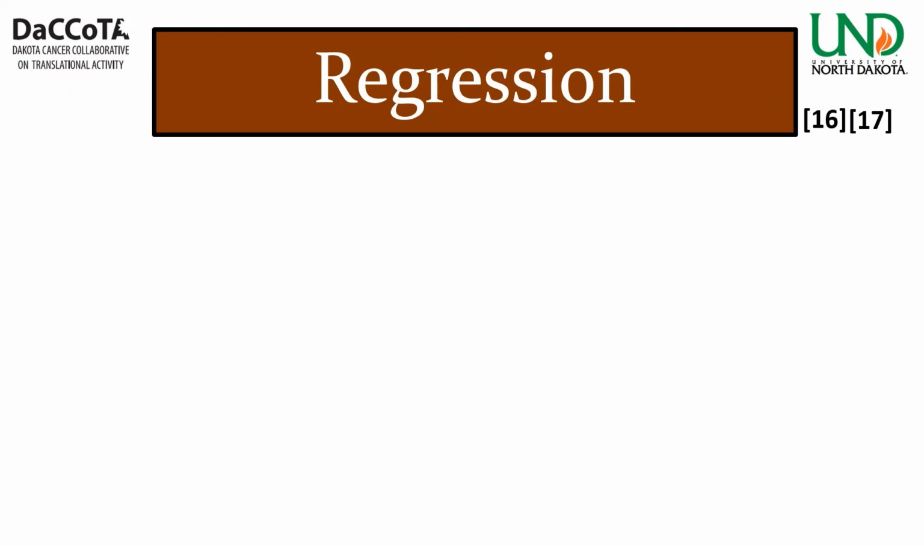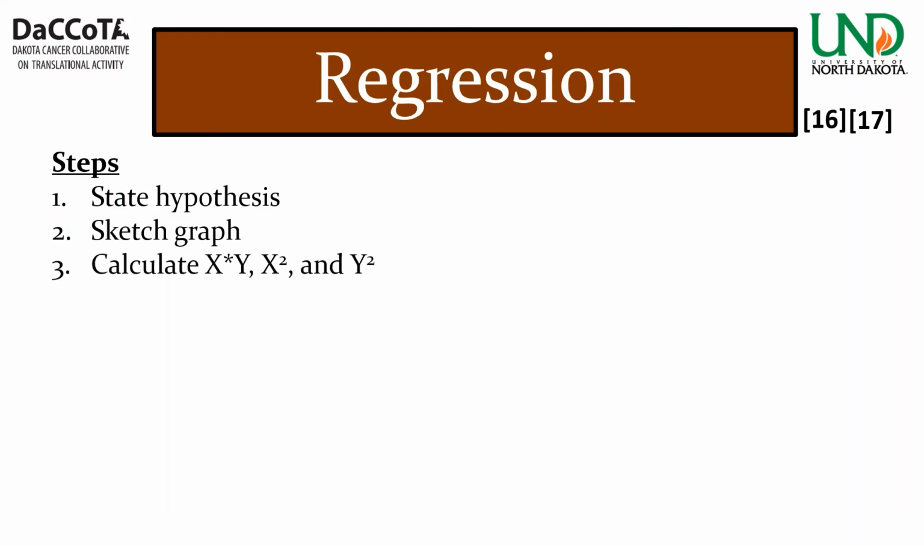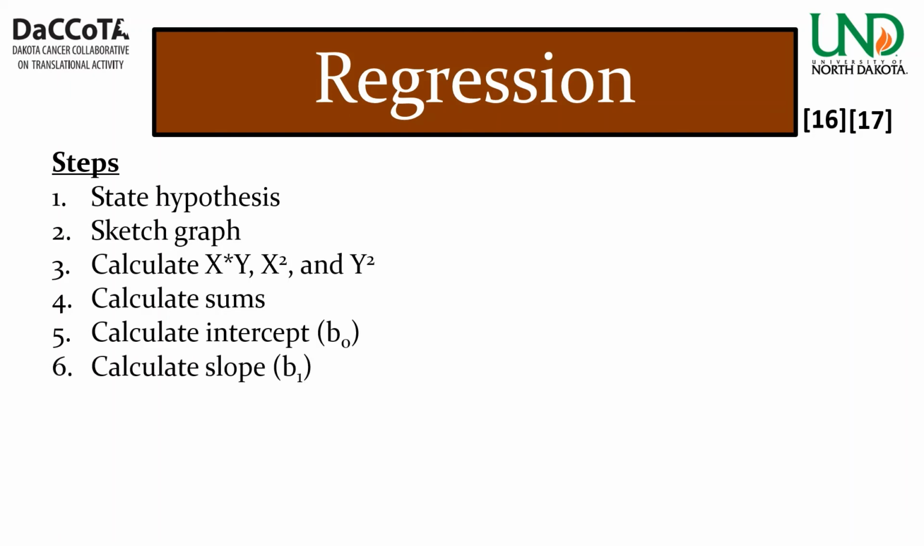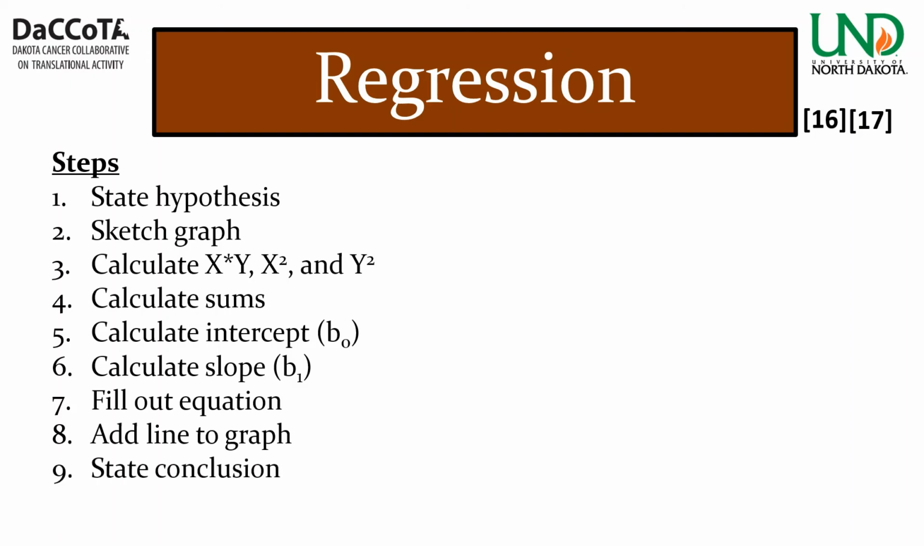We will at last turn our gaze to regression, a close relative of correlation. Now there are statistical tests for regression that have T and F test components built into them, but for our purposes, we're just going to use regression to calculate a regression line. So a linear equation that best fits the relation between our length and our width. To do that, we'll have our steps here of stating a hypothesis, sketching a graph, calculating different variables, calculating the sums of the variables, and getting the intercept and slope of our equation, filling out that equation, adding our line to our graph, and having some sort of conclusion here.